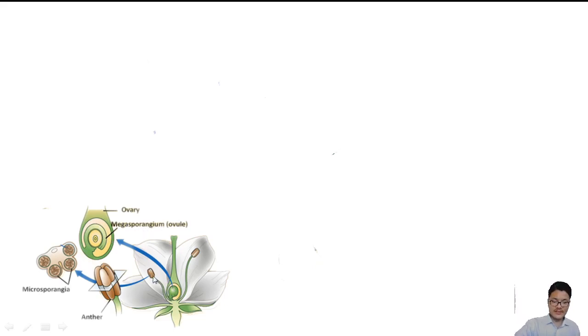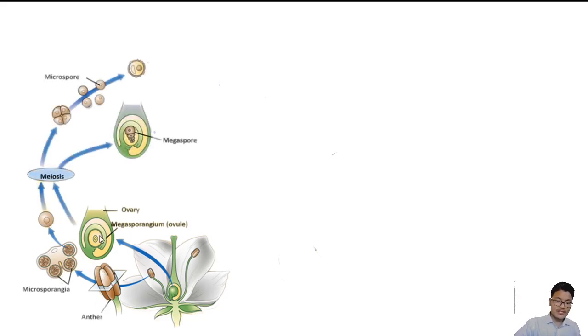In case of stamen, the male reproductive structure, if we cut it transversely or horizontally, we are able to observe the sporangia, in which microspores or pollen grains are formed. Now, pollen grains are formed from microsporangia, which are present inside the anther.